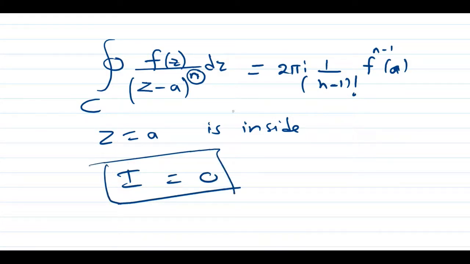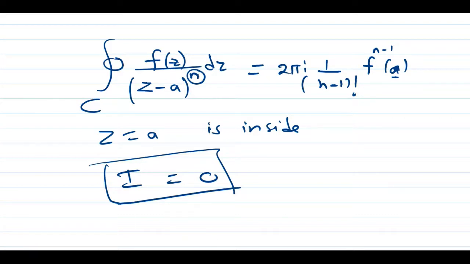But if this point is inside, then it is given by 2 pi I times 1 upon (n minus 1) factorial and its differentiation n minus 1 times, and you substitute in place of z as a. First you differentiate it n minus 1 times and after that you substitute z equal to a. So this is the value of this integration.